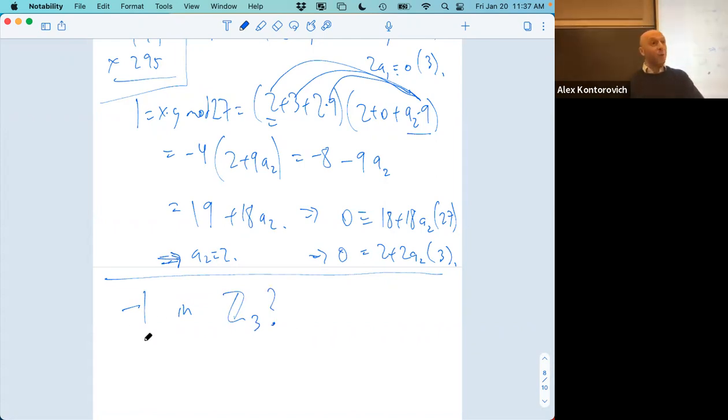What do I mean by -1? I mean a solution to this equation. This polynomial hopefully is solvable in Z3. That's right. But if we can't solve linear polynomials with integer coefficients, then we have no business doing anything with the p-adics. What do we do?